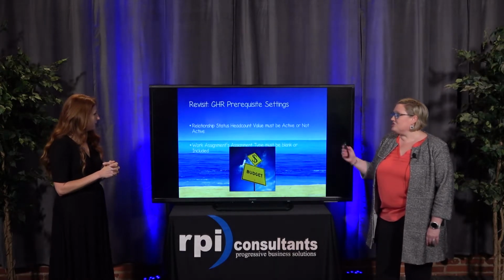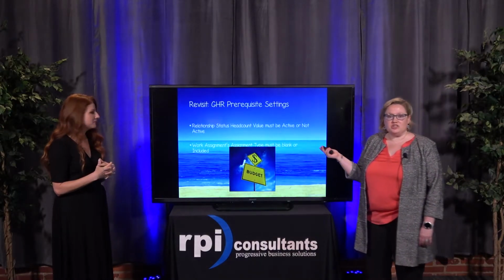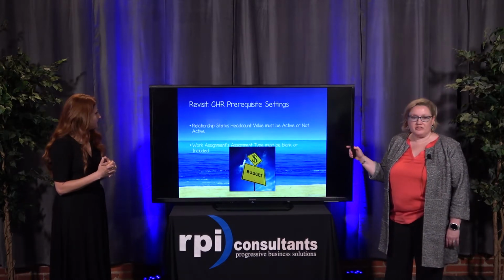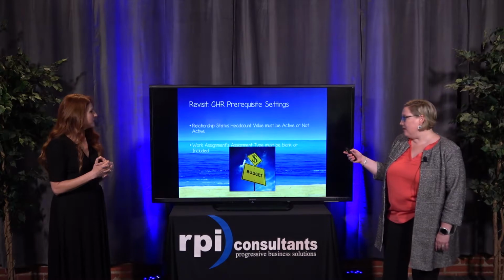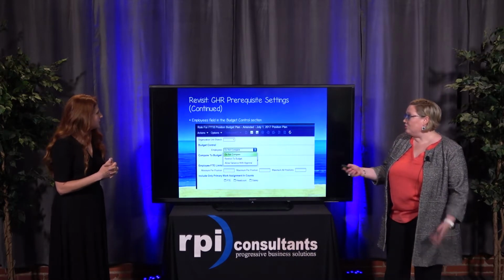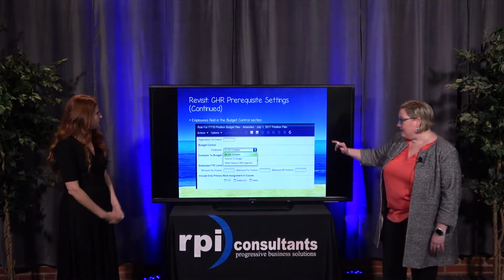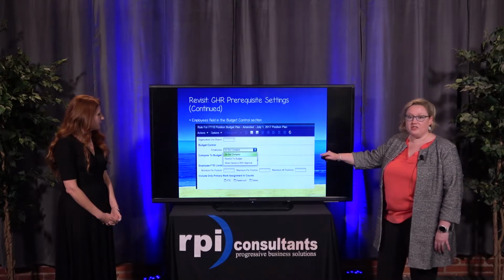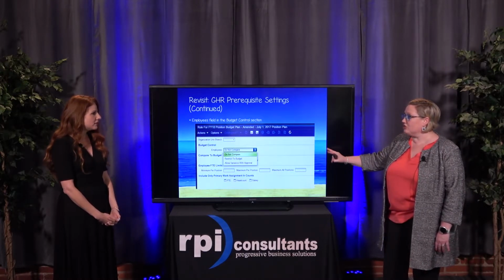Okay. So just to revisit those two prerequisites we mentioned, the headcount value has to be active or not active, can't be excluded, and the work assignment, if you're using that, must be either blank or included to not hold up. And again, here are the three values: do not compare, restrict a budget, or allow variance with approval. That lets you trigger the process flow.